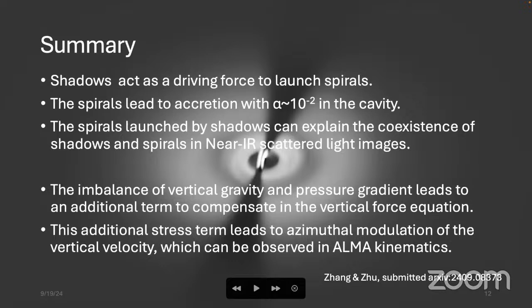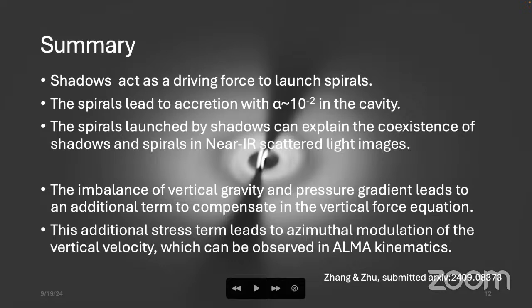Any other questions? Do you think there could be ways of distinguishing planet-driven spirals from shadow-driven spirals, looking at different spiral types? That's something that we will investigate further to see if they are distinguishable.